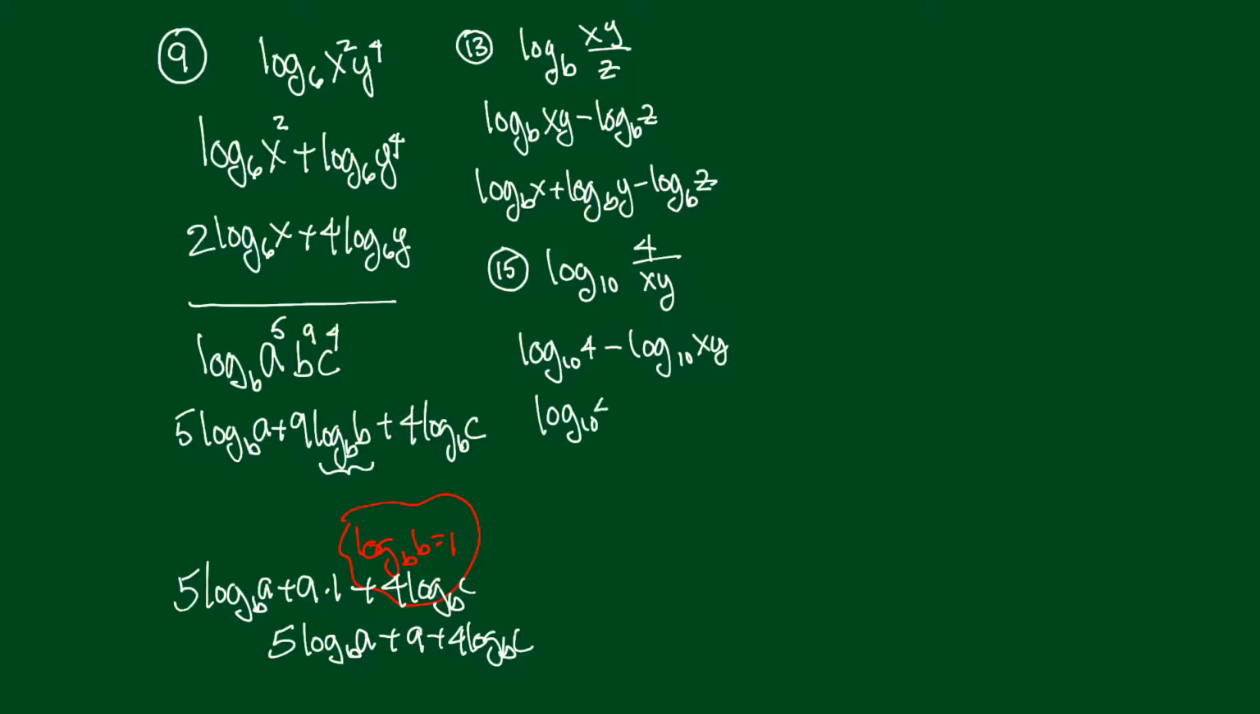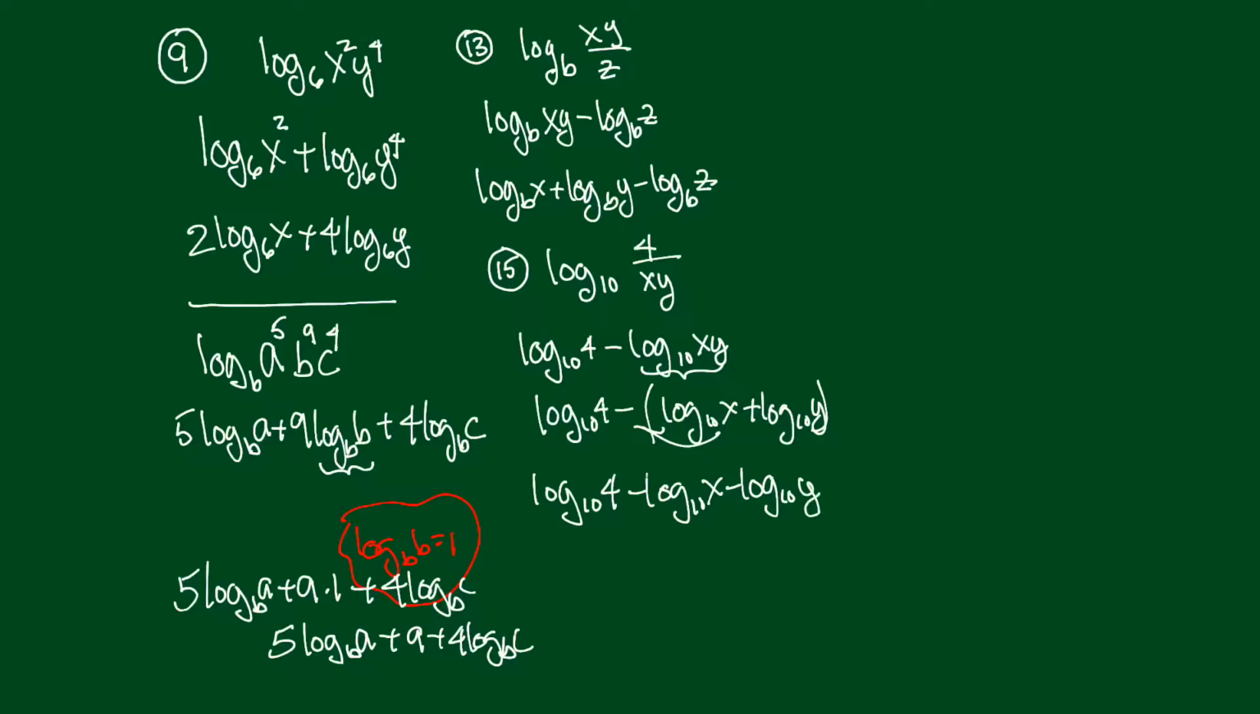Log base 10 of 4 minus, parentheses, all of this. Now this thing here breaks into this. Log base 10 of x plus log base 10 of y, and then send that minus sign through. So it becomes log base 10 of 4 minus log base 10 of x minus log base 10 of y.